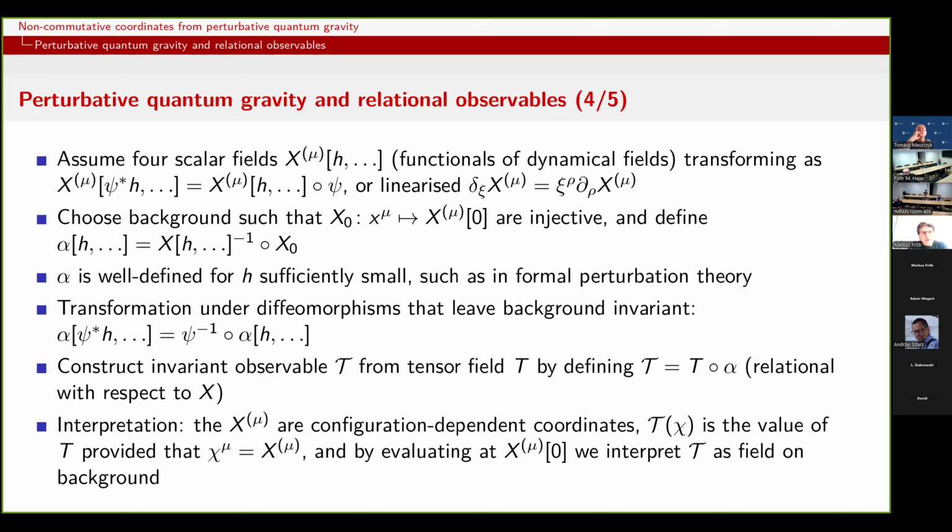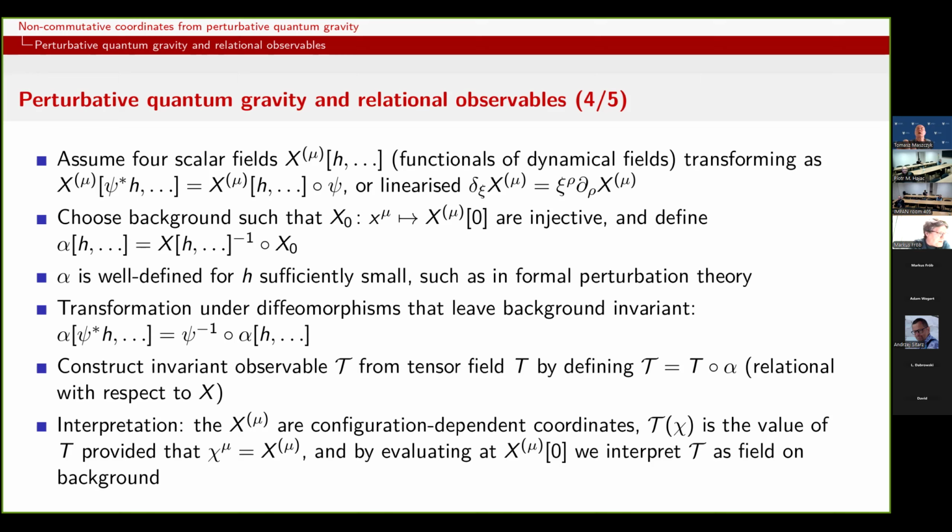Now it's clear how to construct an invariant observable from any tensor field, namely by composing with this map alpha. It's a one-liner to see that it doesn't transform under a small diffeomorphism, one that leaves the background invariant. This is the definition of a relational observable. Given such a map alpha, constructed from these scalar fields, any tensor field can be made into something that doesn't transform. So it's relational with respect to these scalar fields X.